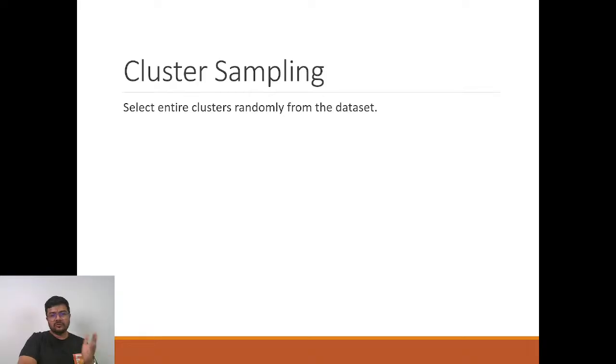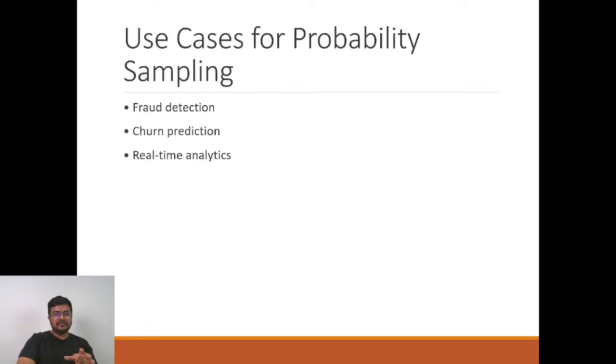Now let's talk about the non-probabilistic sampling. Okay. Before that, let's talk about the use cases of probability sampling. Okay. So first is fraud detection. Just like I told you before, if I need to detect the fraud in, for example, spam emails, I can use this probability sampling. More specifically, the stratified sampling.